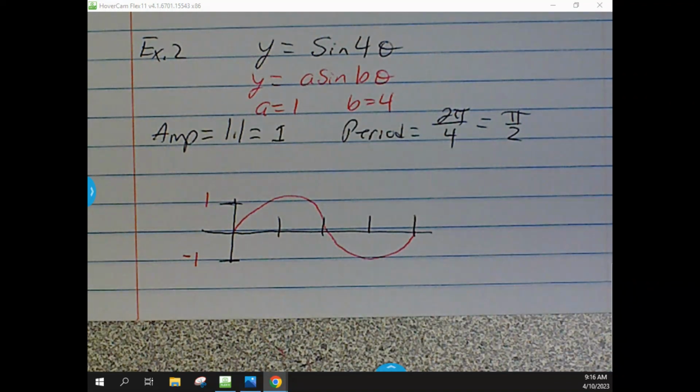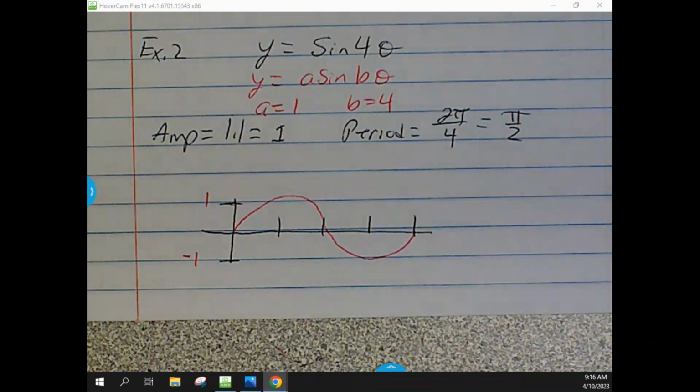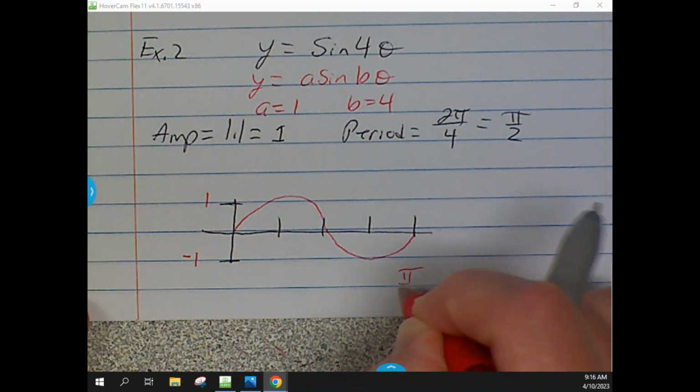Some of these that we work through, they may give you one and ask you to find it. To find the midline, you just figure out what's halfway between the two numbers. So if the max was 4 and the bottom was 2, your midline would be at 3 because it's halfway between 4 and 2. Last number here is pi over 2.